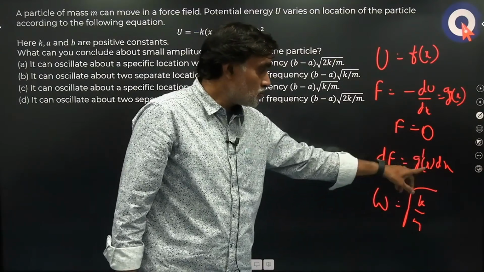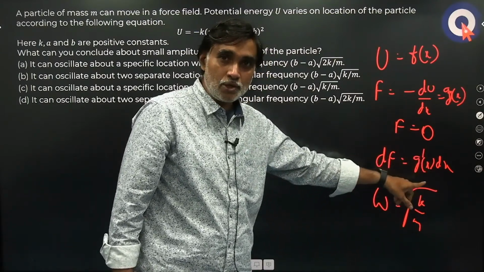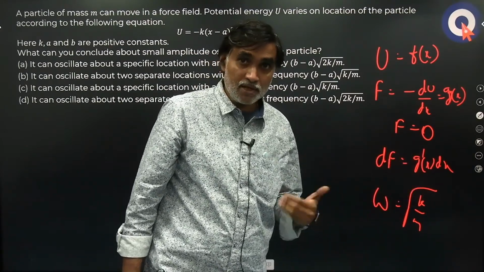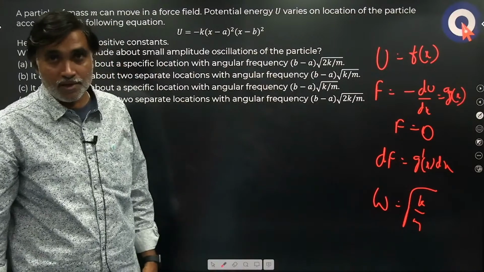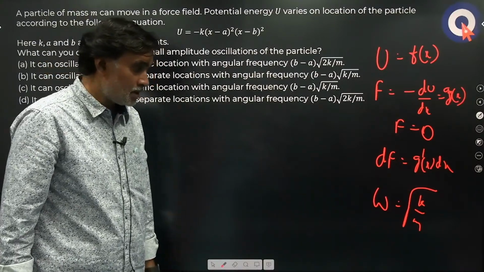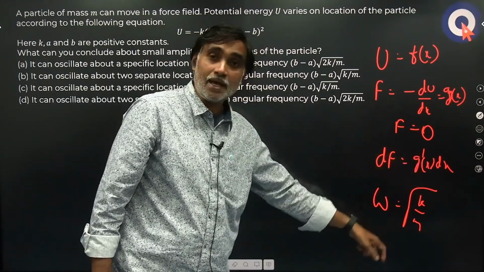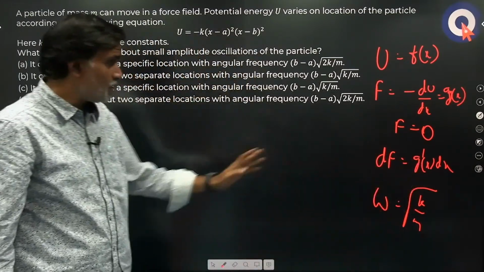Then substitute that equilibrium position values. If coefficient of dx is negative, that is stable equilibrium position. If it is positive, unstable equilibrium position. If it is 0, neutral equilibrium position. Then angular frequency of oscillation you can find by considering coefficient of dx as k. So root k by m. And time period also you can find.